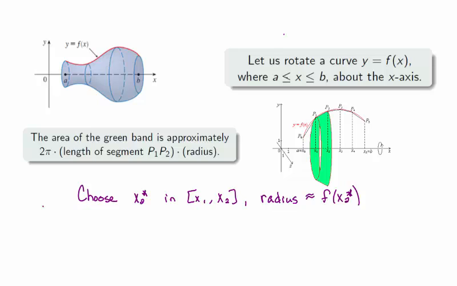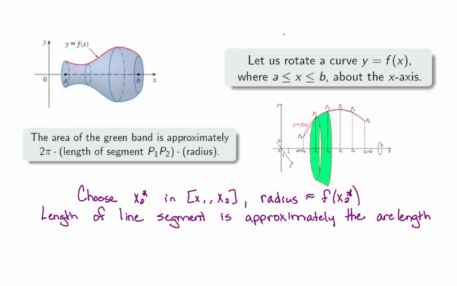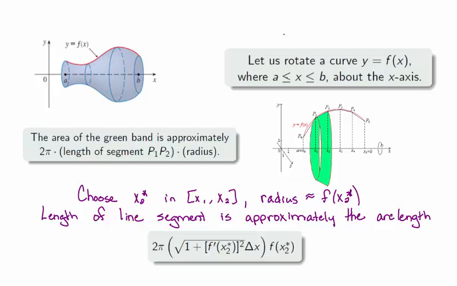If we choose a sample point, x2 star, in the interval x1 to x2, then the radius is approximately f of x2 star, and the length of the segment P1, P2 is approximately the arc length of the piece of the curve connecting the points P1 to P2. Thus, the area of the green band is approximately 2 pi times the square root of 1 plus f prime of x2 star squared delta x times f of x2 star.